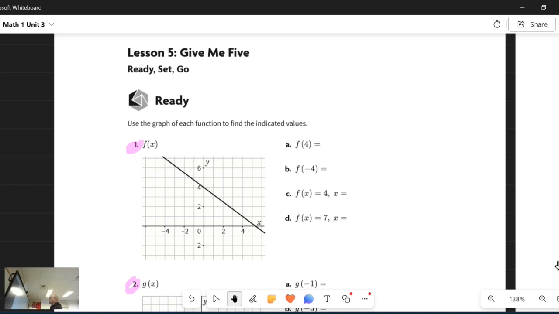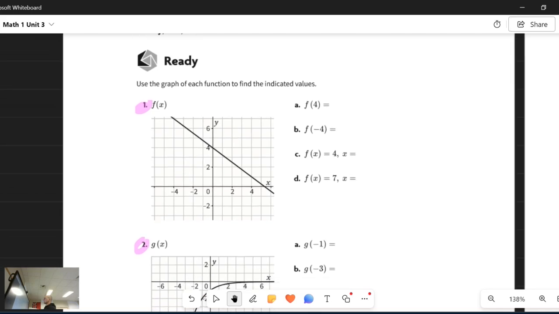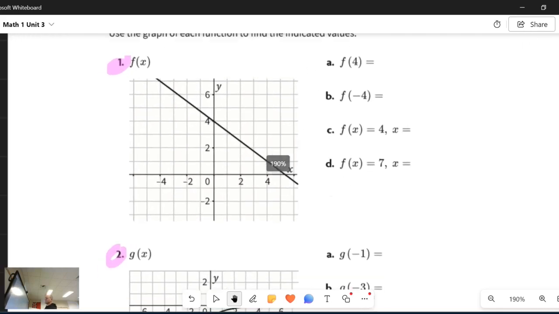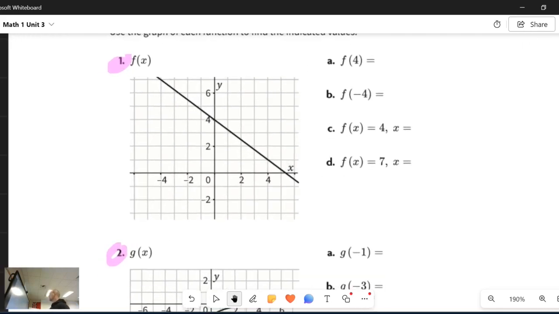Let's get into it. Right off the bat, we're asked to use the graph of each function to determine the indicated values. I did an entire piece on this in the last episode about how you go about finding these. It's really saying, you're given an x, go find the corresponding y that sits on that graph, or you're given a y and have to find the x.